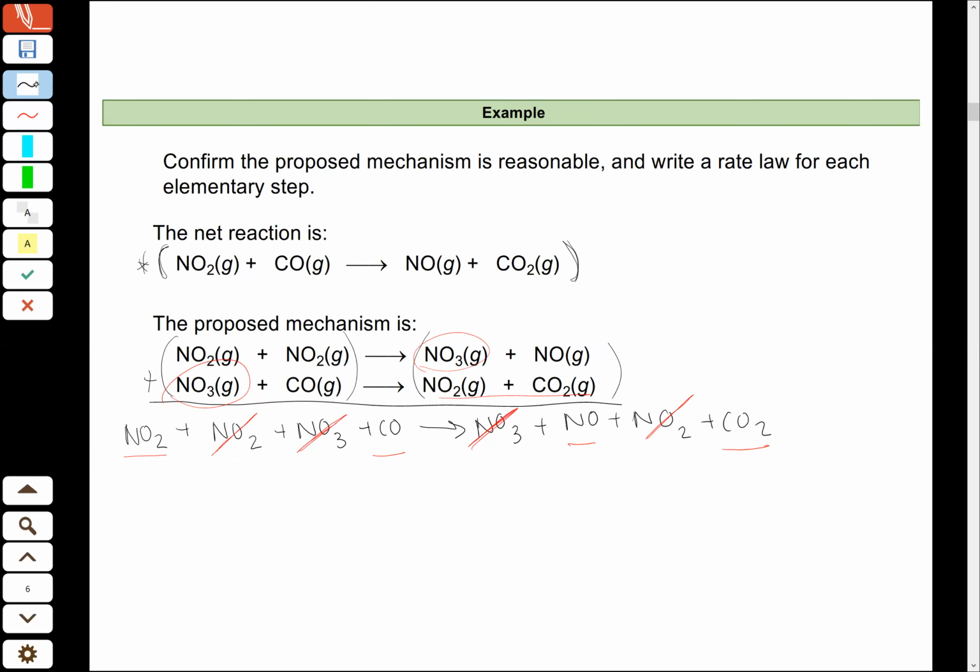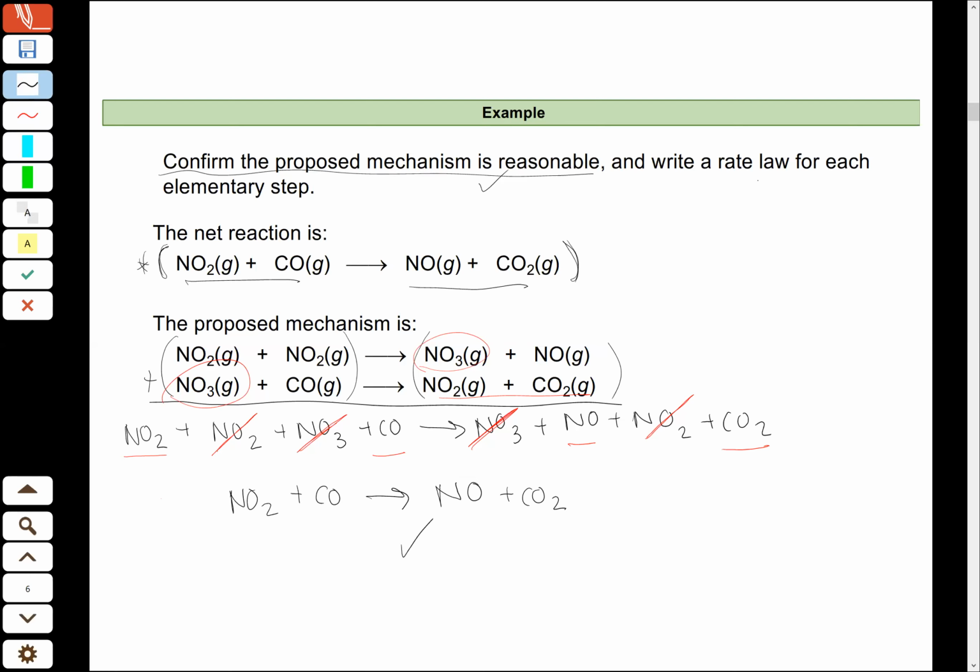And I can rewrite this, getting rid of the things I have crossed off, as NO2 plus CO, forming NO plus CO2. And then check this against my overall reaction, which, yep, is NO2 plus CO going to NO plus CO2. So the proposed mechanism will give me the same net reaction as my overall, and that is going to confirm that the proposed mechanism is reasonable in terms of the steps adding up.